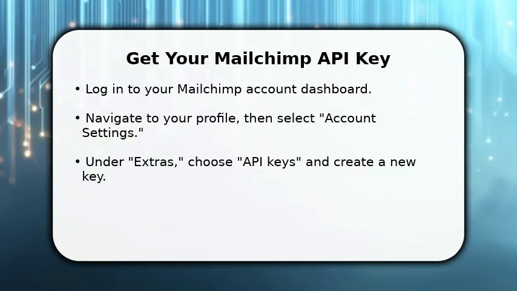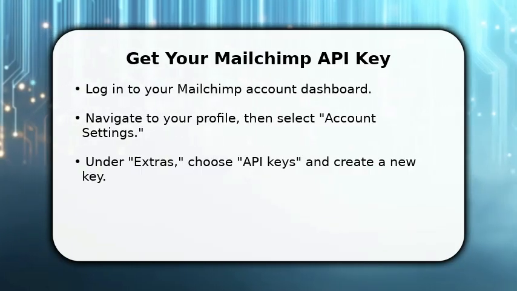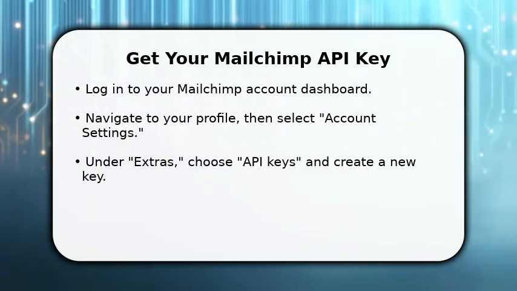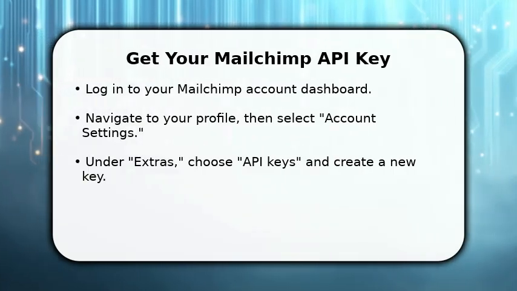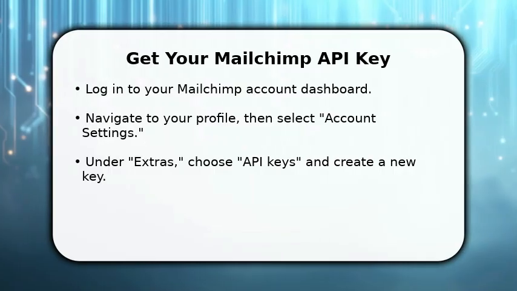In this video, I will explain how to connect Mailchimp to Elementor. First, you'll need your Mailchimp API key. Log into your Mailchimp account and find your profile icon in the bottom left. Click on it, then select Account Settings.